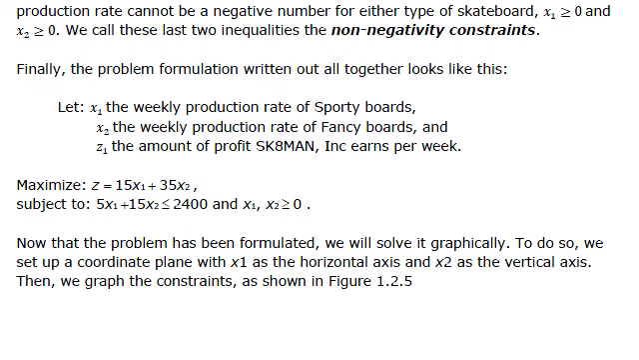We can only use 2,400 minutes. Now, the 5x1 says that for each sporty board that's done, it took you 5 minutes. So 5 times a certain number of sporty boards, plus 15 times the number of fancy boards you made, because it takes 15 minutes to make the fancy board, has to be less than 2,400, because you don't have any more time. You can't work beyond that.